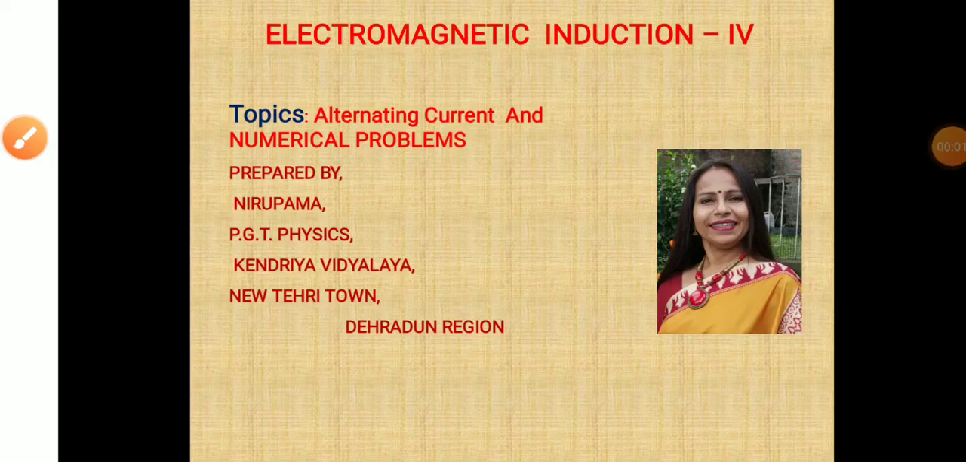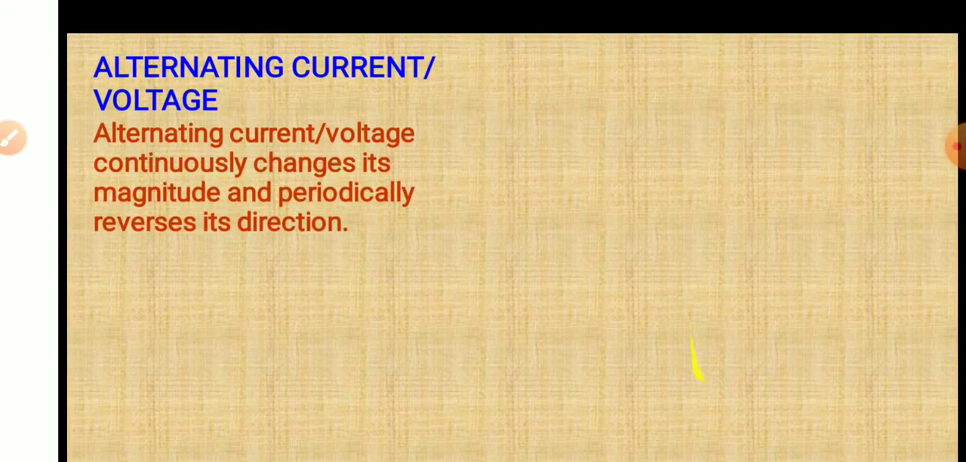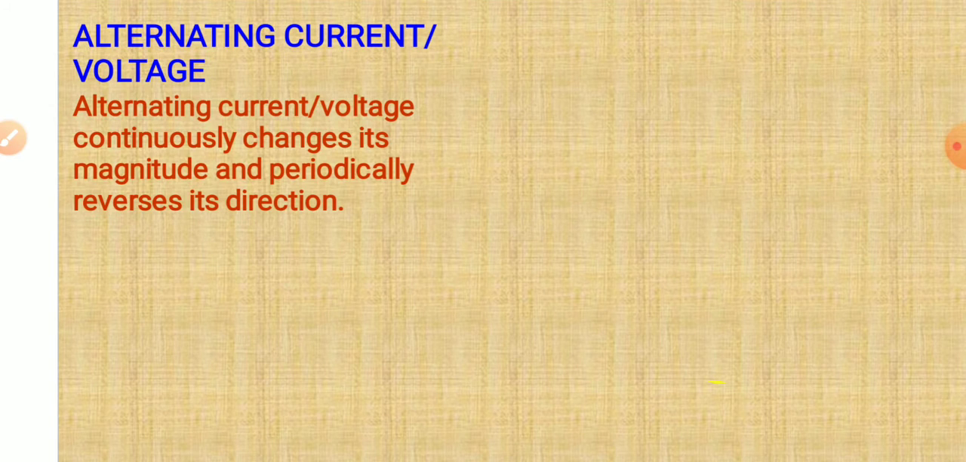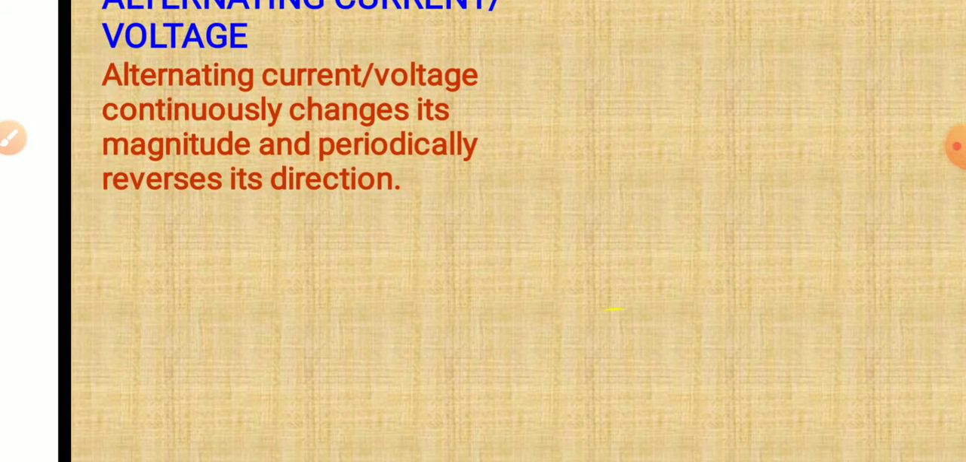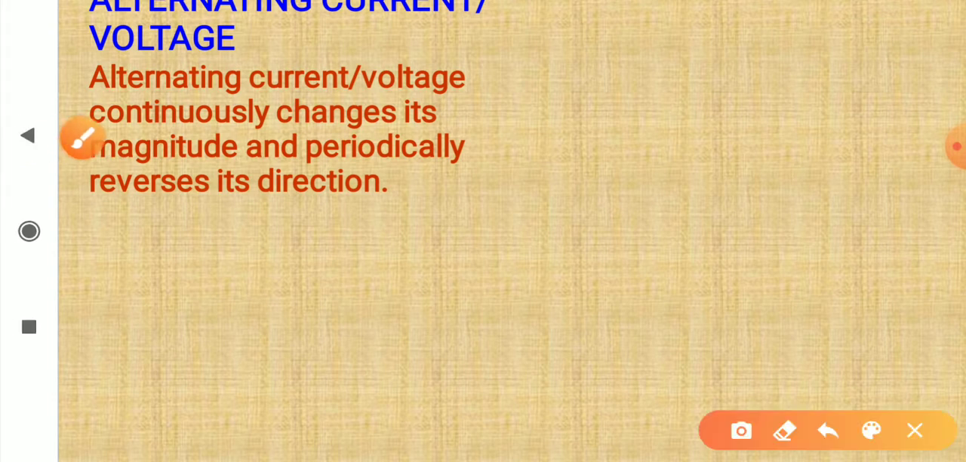Dear students, in this video on electromagnetic induction, we will study alternating current and some numericals based on them. So let us begin with the very idea of alternating current or voltage. See, alternating current or voltage continuously changes its direction and its magnitude periodically, like it reverses its direction continuously.